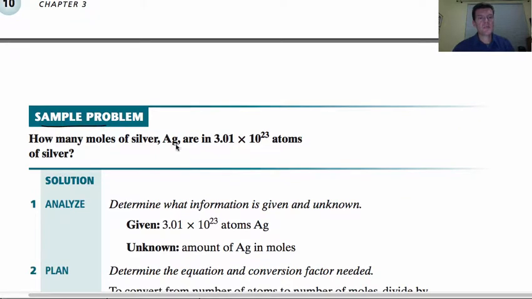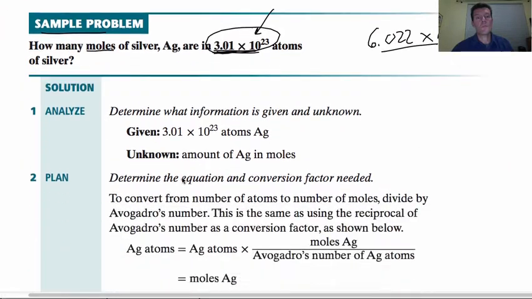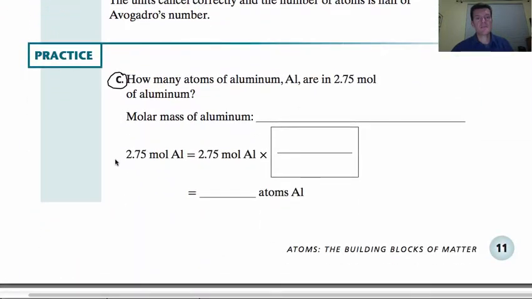Try this sample problem. It says how many moles, and this time it's giving you the actual number of atoms. So you know that 6.022 times 10 to the 23rd is 1 mole. Well, you don't have 6.022 times 10 to the 23rd. So you've got to figure out how many moles this is, if 6.022 times 10 to the 23rd is 1 mole. Look through this example here, and then try C.